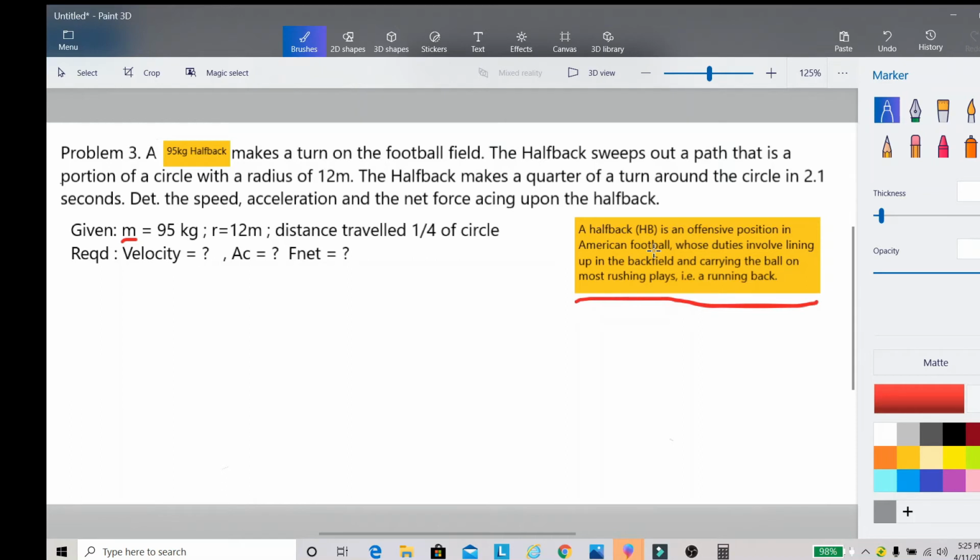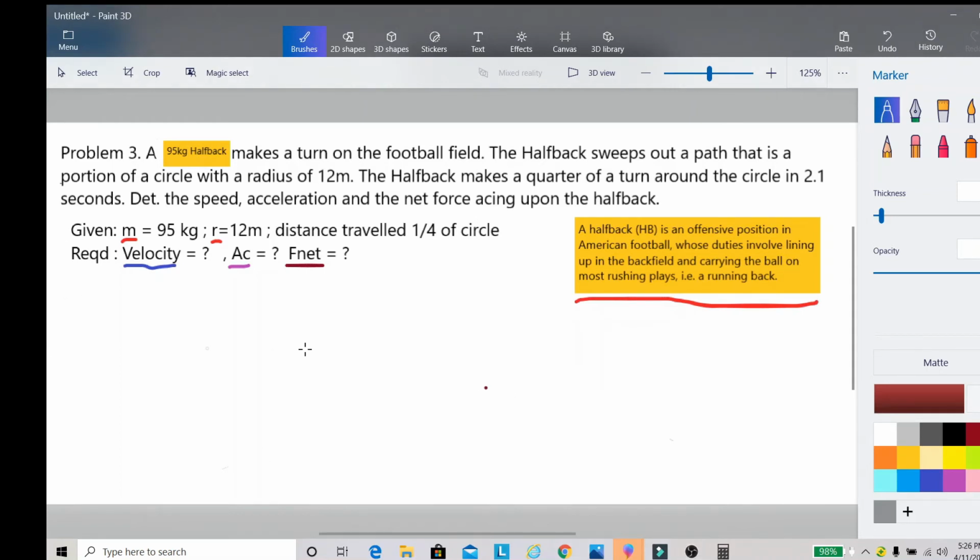A football player makes a turn. And we are given the mass of that football player, which is 95 kilogram. And we are given the radius of which he turns on a circle. And the distance that he traveled is one fourth of that 12 meter radius circle. Okay. Now we are required to find the velocity, and then the acceleration, and also the net force that is acting on the halfback.